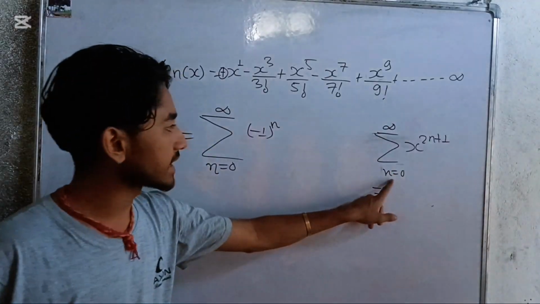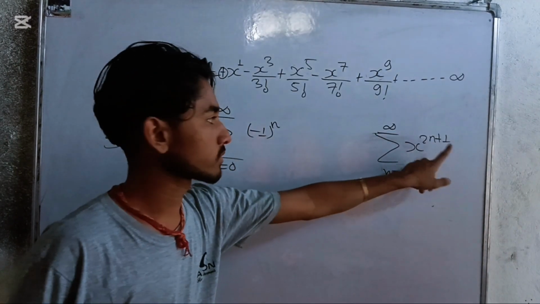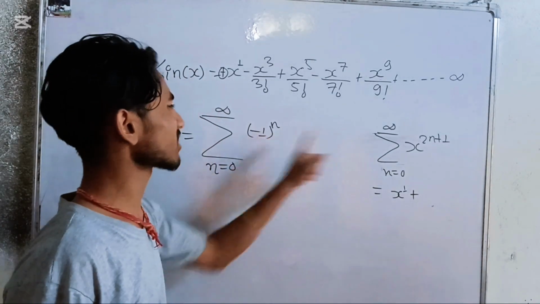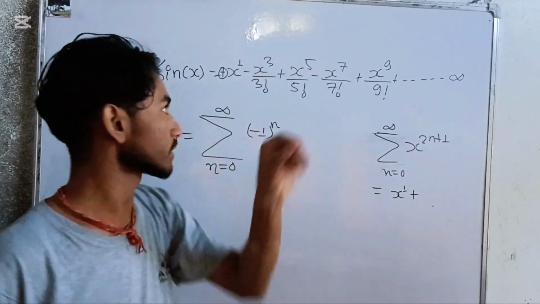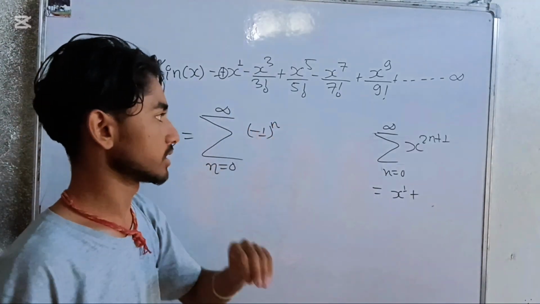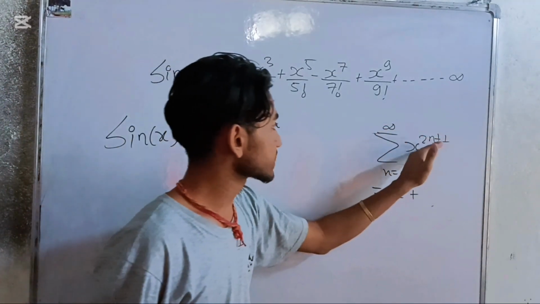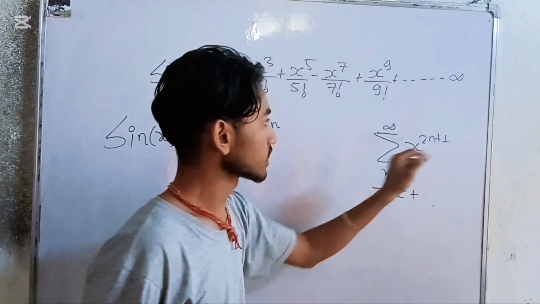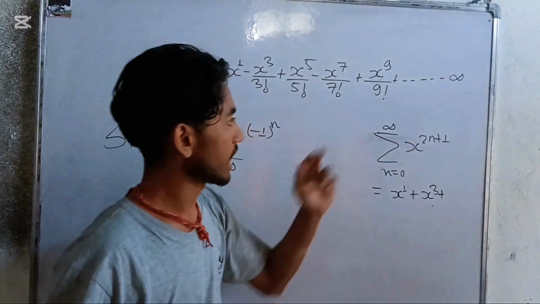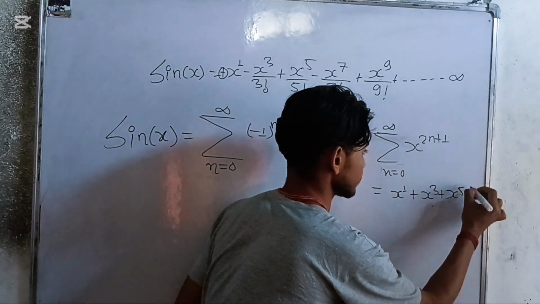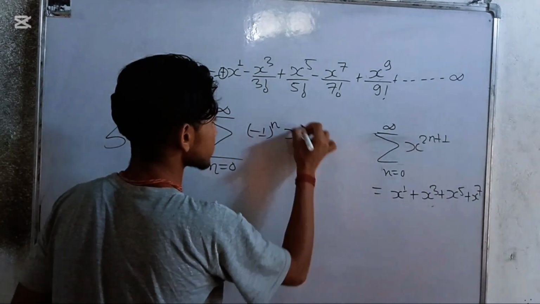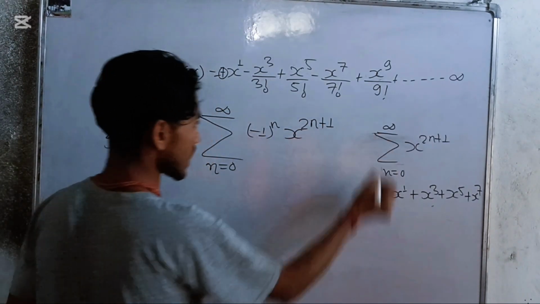So if you put n is 0, you get what? x raised to 1. Okay, plus, because you have sign convention, we have to use minus 1, but for the sake of convenience, firstly just see this, because we have already used the negative sign convention. And if you put n is 1, you get x raised to 3 plus, and if you put 2, you get x raised to 5 plus x raised to 7, and so on. So you can write it as x raised to 2n plus 1.